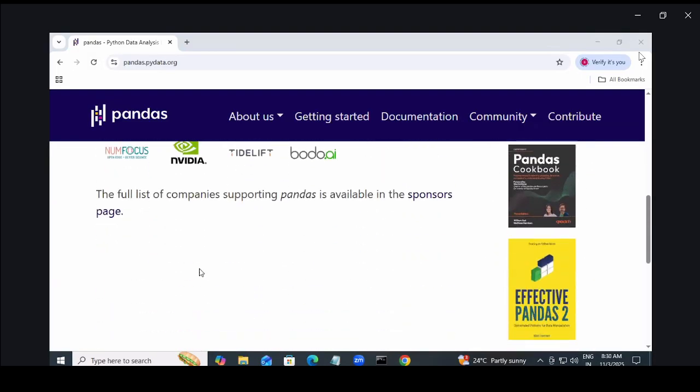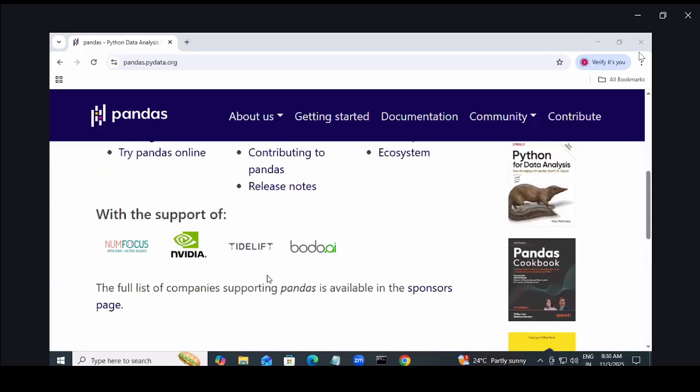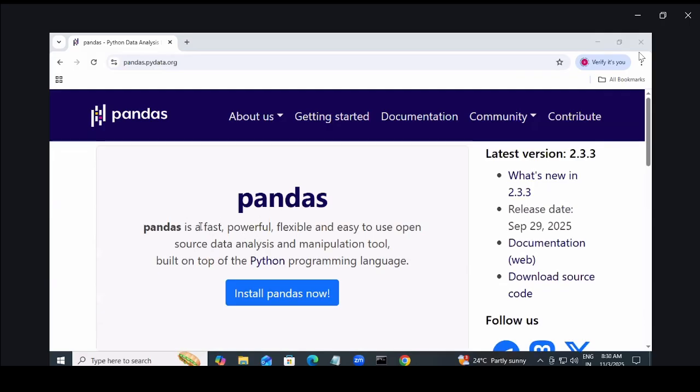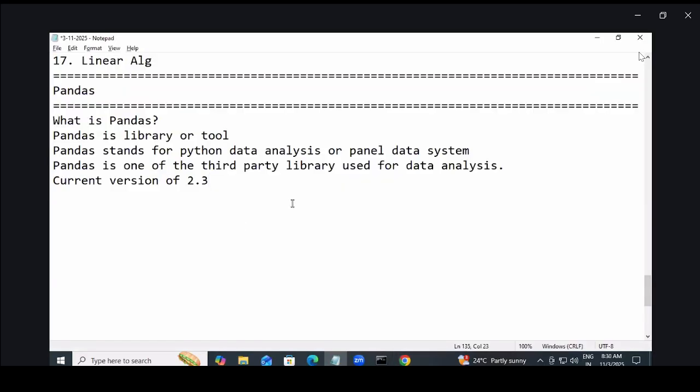This is the latest version of which one? Pandas. Pandas is used by so many companies, and it is a powerful tool for what? Data analysis as well as data manipulation. So the current version of pandas is 2.3.3.